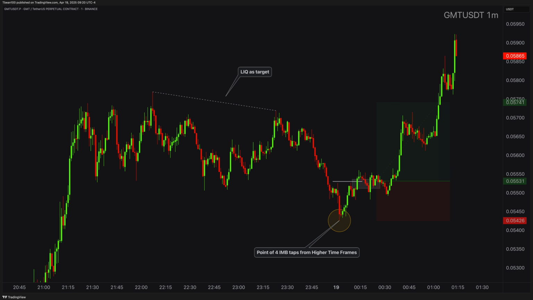In our entry location, you can notice a simple structure shift. And you can use this as your entry. Now, this is an idea of a 2R compact setup. But I want to discuss further.